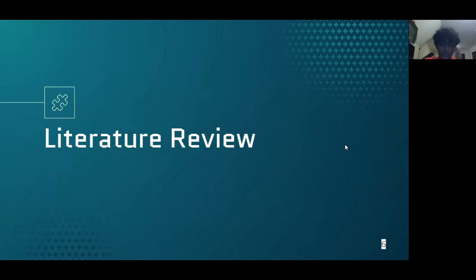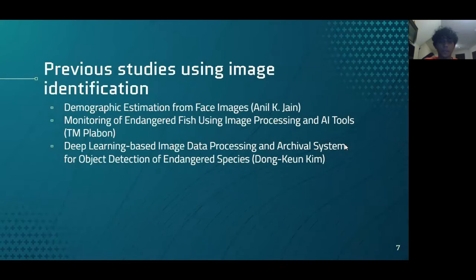Next, we can look at the literature review. Three main foundational documents were used to establish context and the gap in the research. The three documents were Demographic Estimation from Face Images by Anil KJN, Monitoring of Endangered Fish Using Image Processing and AI Tools by TM Plabone, and Deep Learning-Based Image Data Processing and Archival System for Object Detection of Endangered Species by DK Kim.